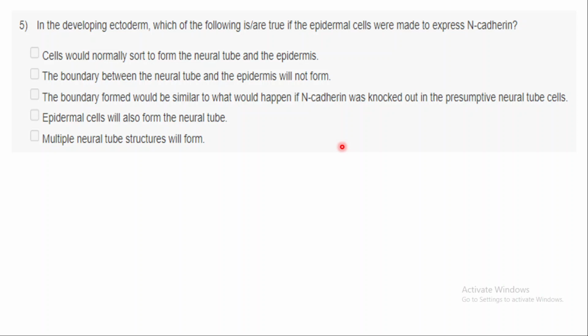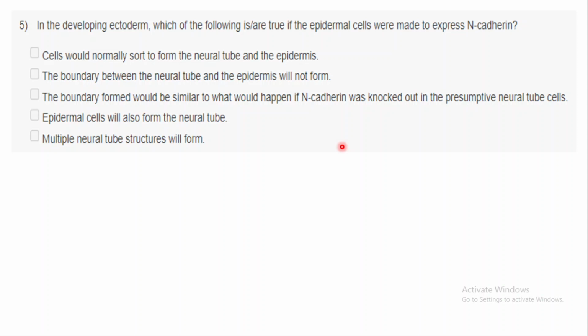Options are: Option A, cells would normally sort to form neural tube and epidermis. Option B, the boundary between neural tube and epidermis will not form. Option C, the boundary formed would be similar to what would happen if N-cadherin was knocked out in the presumptive neural tube cells. Option D, epidermal cells will also form the neural tube. Option E, multiple neural tube structures will form. So students, you have to tell me, which option do you think is true in case of ectoderm development and cadherin molecules?